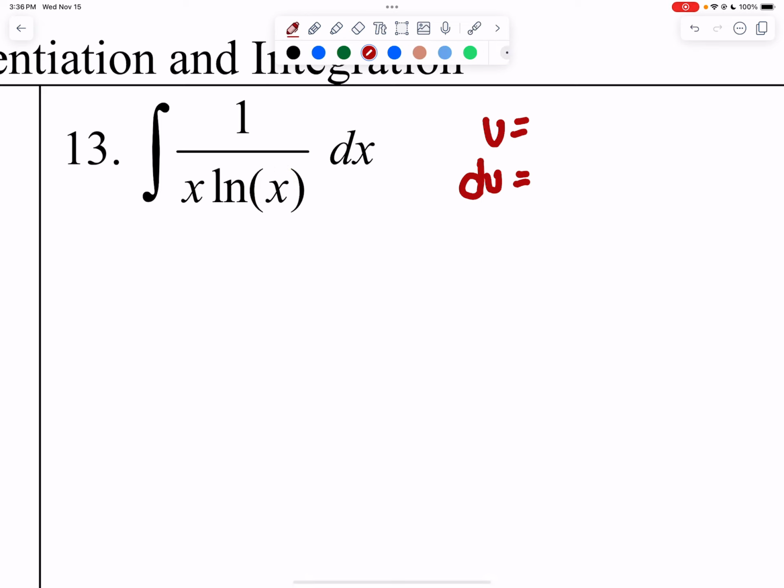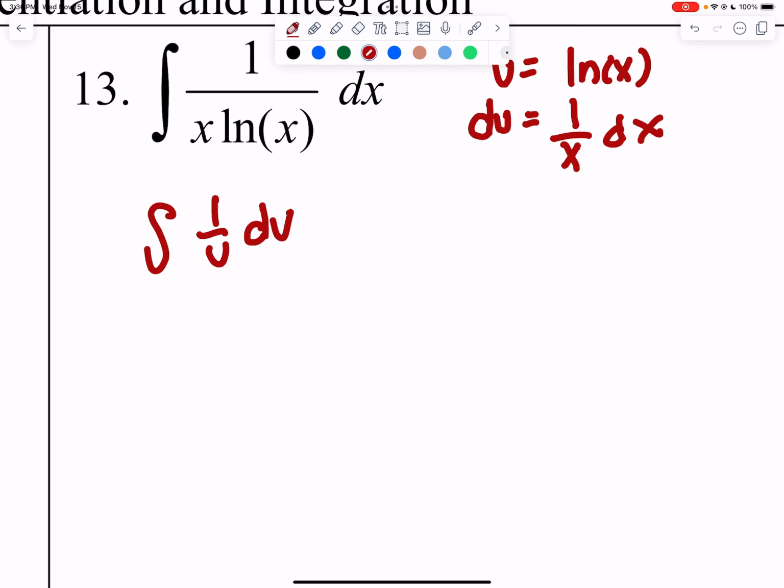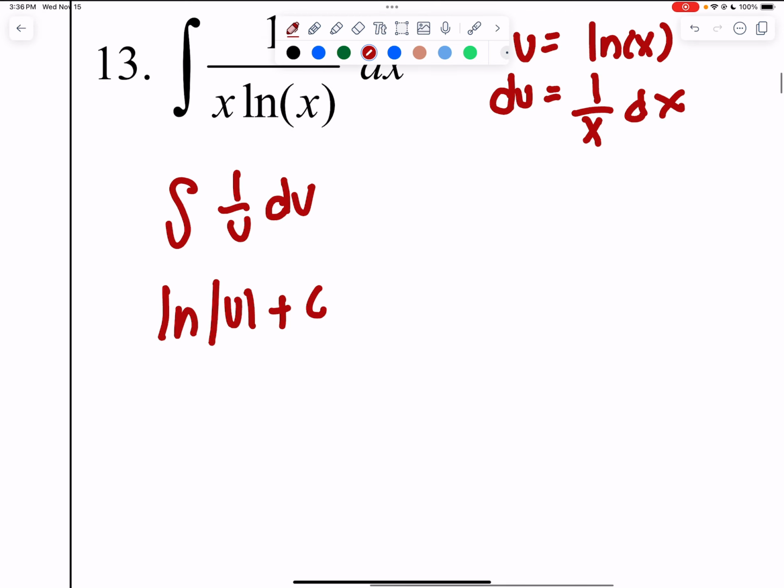However, if I let u be ln of x, then du is going to be 1 over x dx. And if I take the reciprocal of this, it is going to be x, and it's eventually going to cancel out to this right here, meaning that I'm going to be left with the integral of 1 over u du. Take the antiderivative, so you have the ln of the absolute value of u, and then since u is ln of x, I have ln of the absolute value of ln of x plus c.